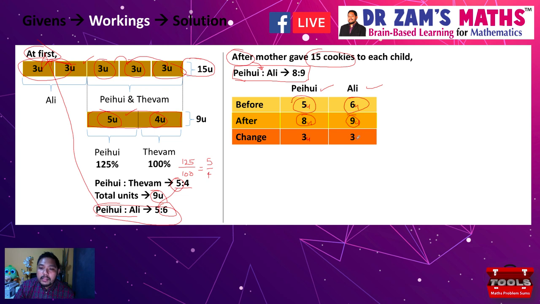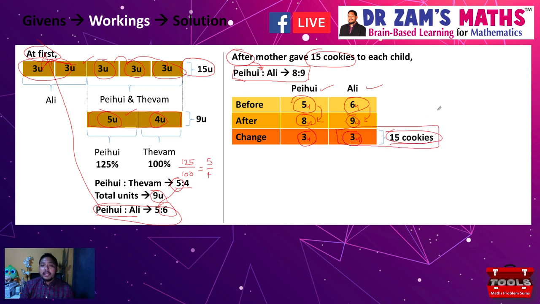So it's 5 units, 6 units, 8 units, 9 units, 3 units, and 3 units, right? So the change is 3 units. So all your child needs to do is ask itself, what is the difference? So the difference here, the change is 3 units, 3 units, right? So this change in 3 units is actually referring to the 15 cookies, right? So they change by 3 units because of 15 cookies. So this is a relationship that is very important.